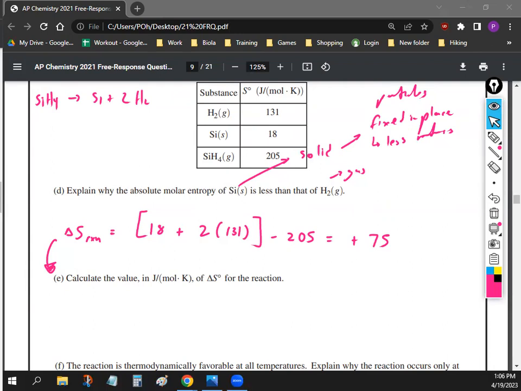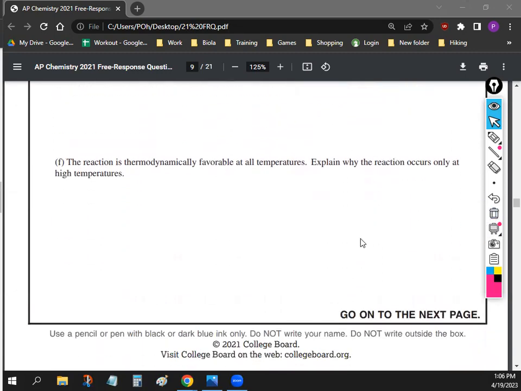Okay, let's move on to part F. It says that this reaction is thermodynamically favorable at all temperatures. That's phrased very weird. It says it's favorable at all temperatures. Explain why it only occurs at high temperatures. College Board, what's going on?